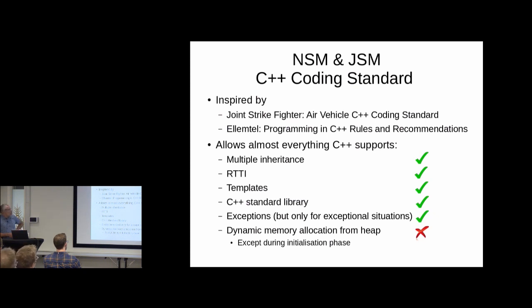So we have a C++ coding standard. It is inspired by the Joint Strike Fighter coding standard and the LMTEL rules and recommendations. But I think our standard is more permissive than most other standards for mission-critical software. So we allow almost everything C++ supports, like multiple inheritance, RTTI, templates, the standard library. We allow exceptions, but only for exceptional situations. We do not allow dynamic memory allocation from the heap, except during the initialization or startup phase. Then, of course, we can use a heap.